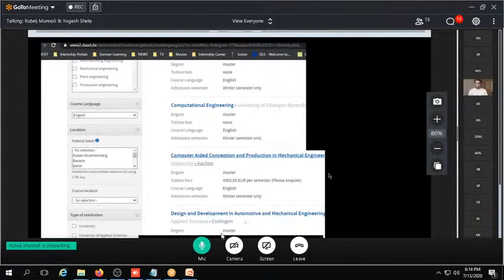Hello, Rutwij. Actually, Dr. Shishakar ma'am wants to know whether BSc graduates can go for admissions in foreign universities. Yes, exactly. They can go for BSc courses as well, because for bachelors there are very few universities with English taught programs. There are a lot of universities with German taught programs for bachelors particularly.